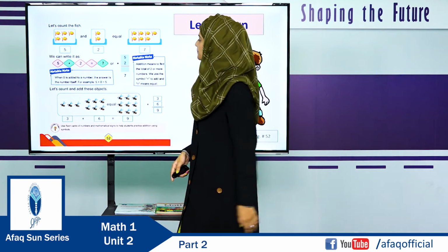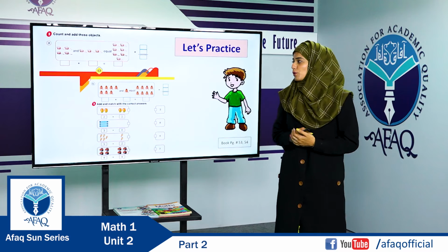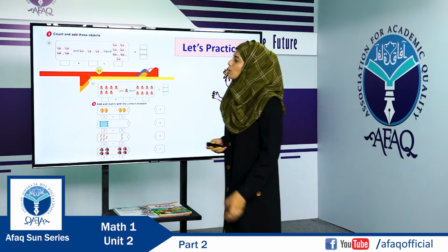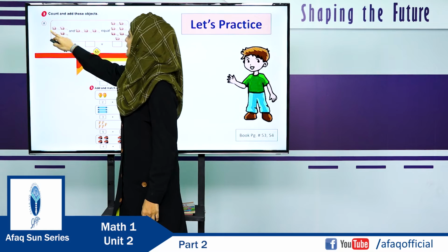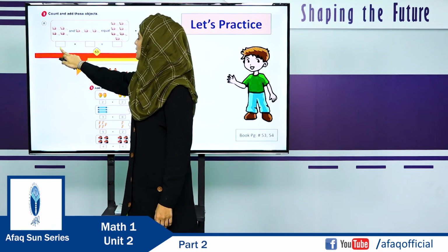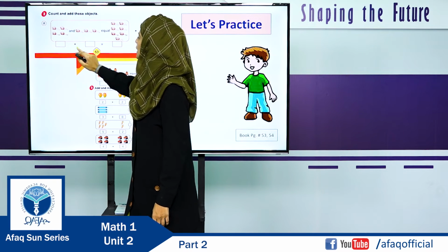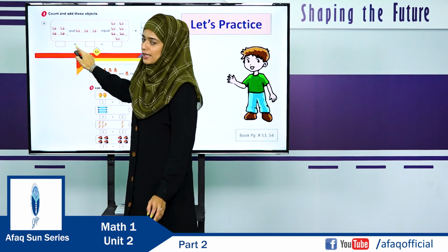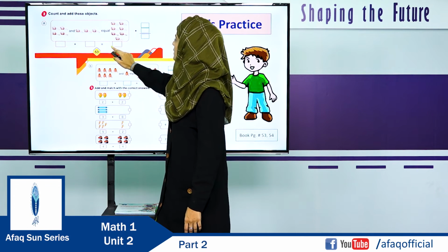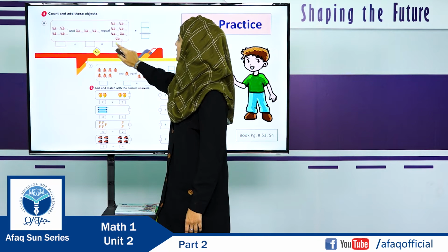On page numbers 53 and 54, we have to count and add these objects. So we are going to count these objects and then these objects and write the number here in the boxes. Then you have to write the symbol of addition here and the equality symbol here, and when we get the result, we are going to write it here.